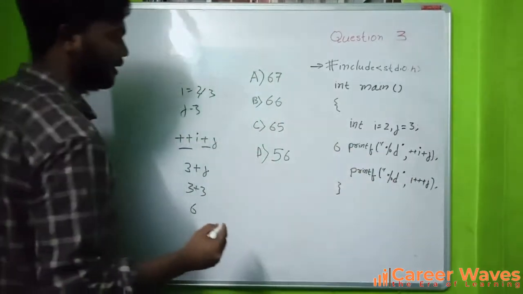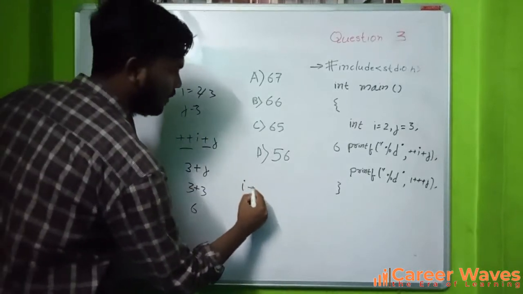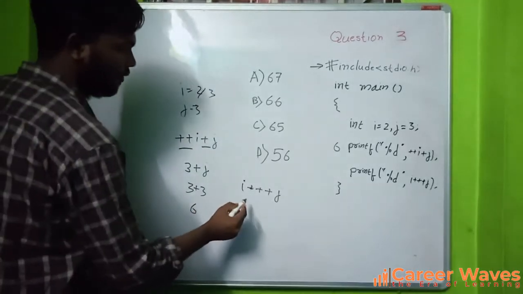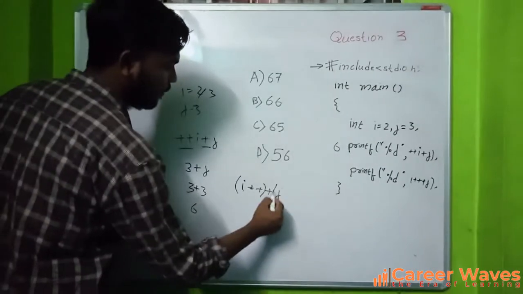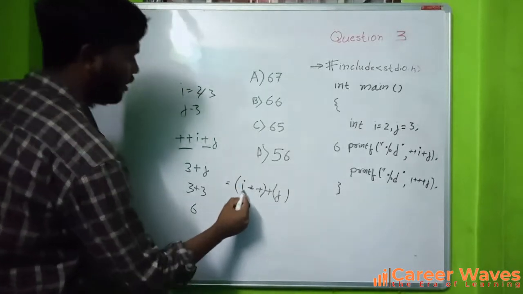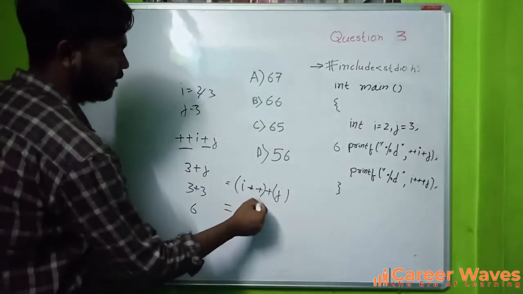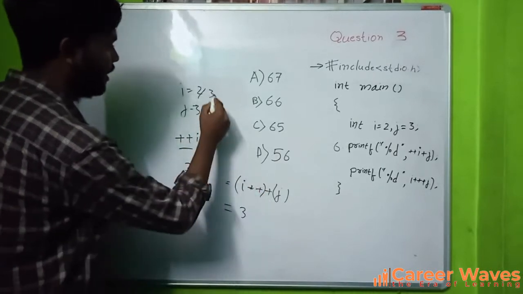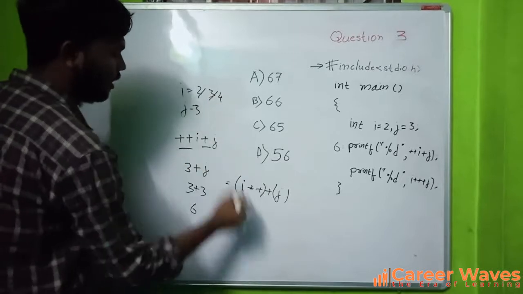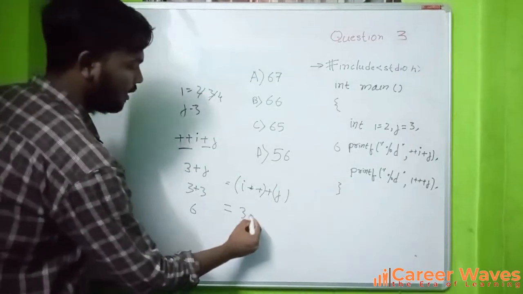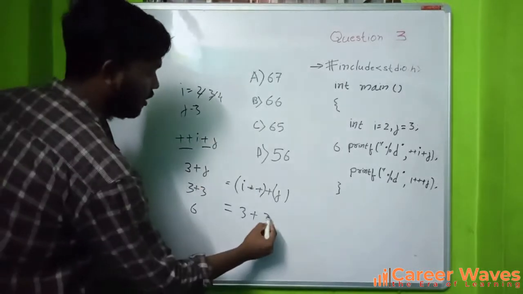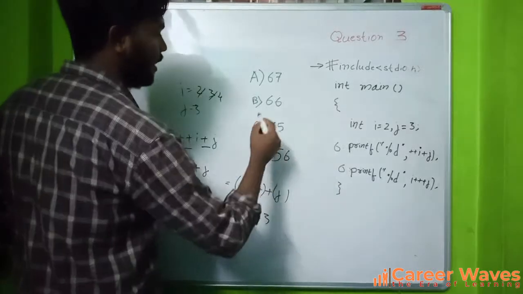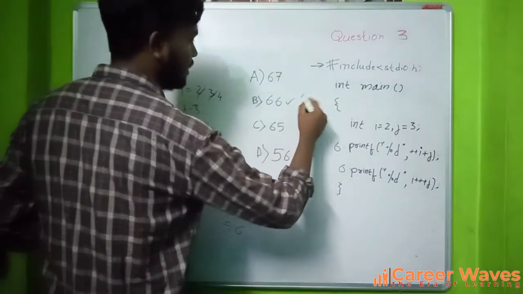Now let us see i+++j. The compiler will resolve this as i++ + j. The value of i is 3 and this is the post-increment, that is, the initial value of i will be used. Then the value of i will be incremented, that is, i here will become 4, but here the i will remain as 3, plus j. The value of j is 3, so 3 plus 3 becomes 6, so here also the value will be 6. So the answer for this will be 6.